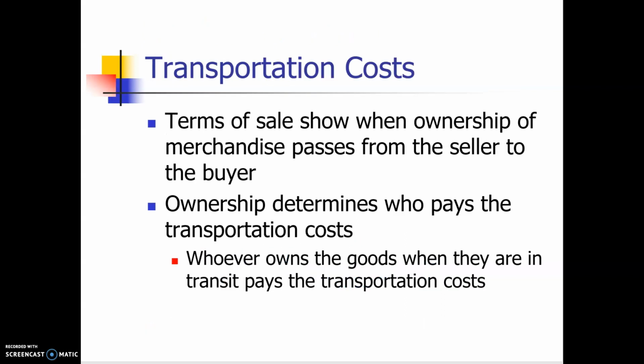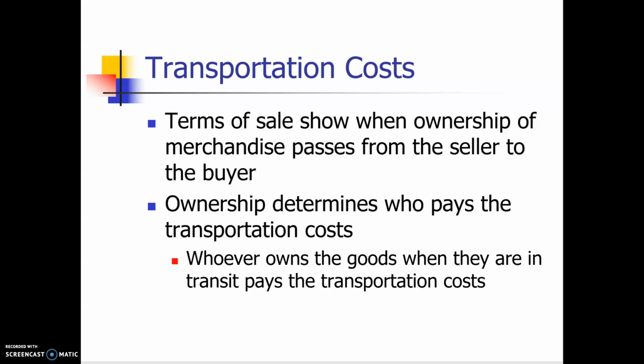Next thing we want to look at are transportation costs. So we have to deal with these. The terms of the sale are going to tell us when ownership of the merchandise passes from the seller to the buyer. And whoever owns the goods when they're in transit is the one that's going to pay the transportation costs. Sometimes we're the buyer of the merchandise when we're buying from the manufacturer or the distributor. And then sometimes we're the seller, because then we're going to sell the merchandise on to our customer.